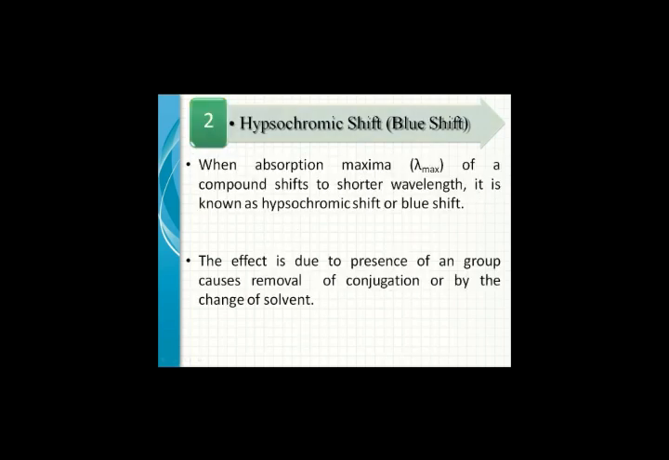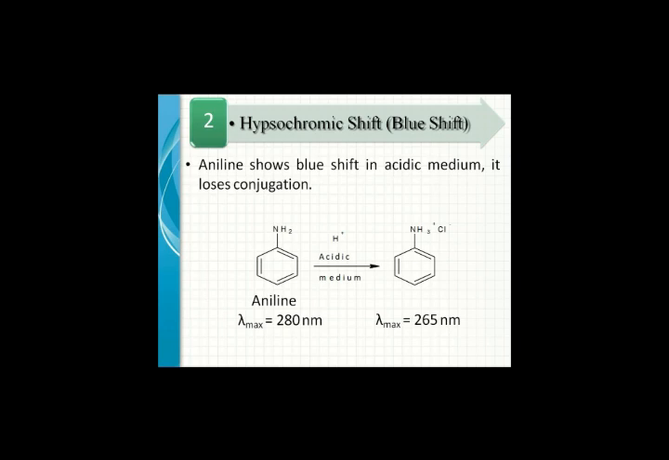Next one is the hypsochromic shift or blue shift. When the absorption maximum of a compound shifts towards a shorter wavelength, it is known as hypsochromic shift or blue shift. The hypsochromic shift or blue shift effect is due to the presence of a group that causes removal of conjugation or by the change of the solvent. Aniline shows blue shift in acidic medium, as it loses the conjugation.